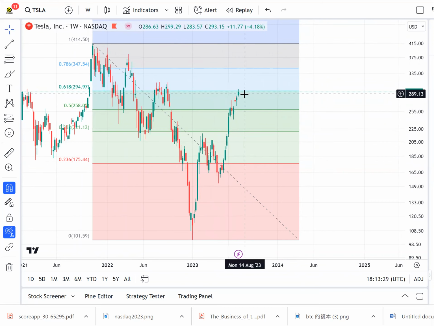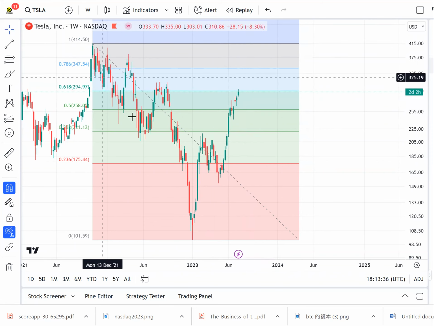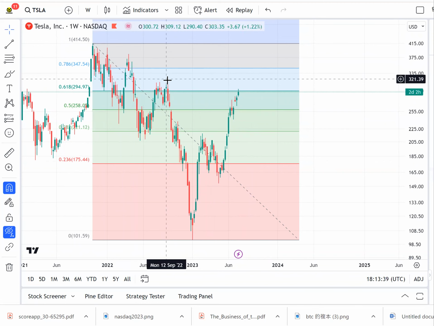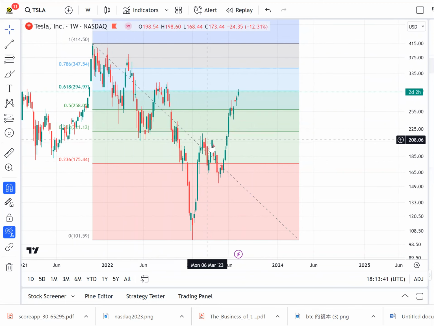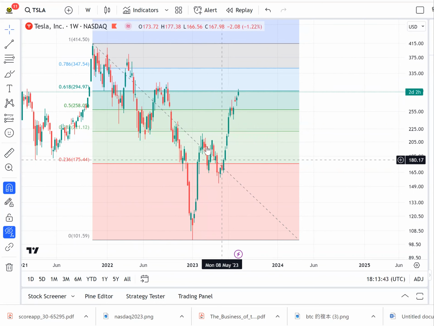When they have a pullback, basically we don't just pull back for 1 or 2 weeks. If you look at Tesla history, when they pull back, it is like 3 or 4 candles minimum.